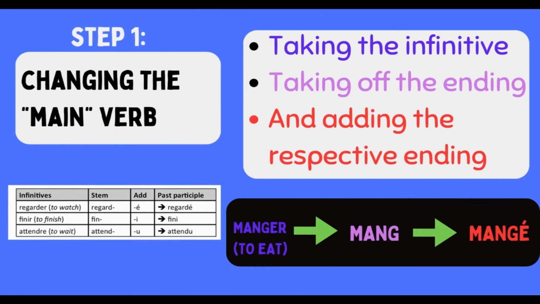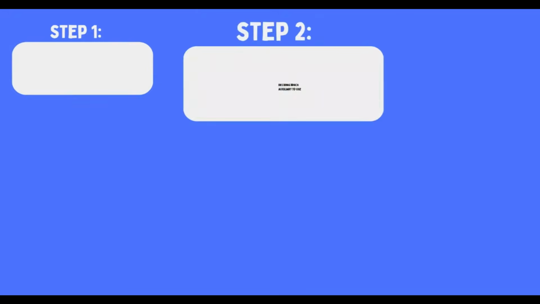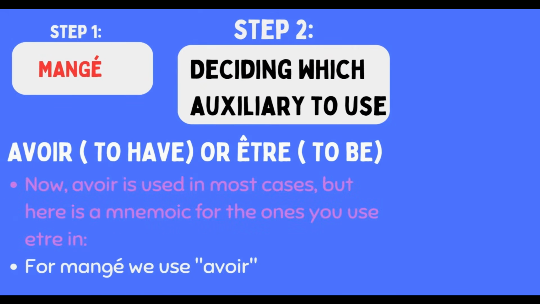Now you can see on the table on the left corner all of the respective endings. So the perfect tense is actually quite nice in that you only have to memorize 3 endings for any person. So no matter which person you are, the ending will always be the same. For an er verb, it will be é with an accent. For an ir verb, it will just be i, fini. And for an re verb, it will just be u, attendu, etc. So now we have mangé.